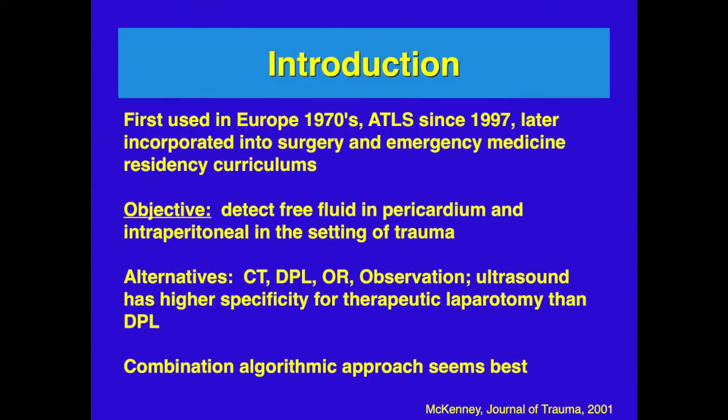FAST was first used in Europe in the 1970s. ATLS adopted it in 1997, and it was later incorporated into surgery and emergency medicine residency curriculums. The objective is to detect free fluid in the pericardium and intraperitoneal space in the setting of trauma.